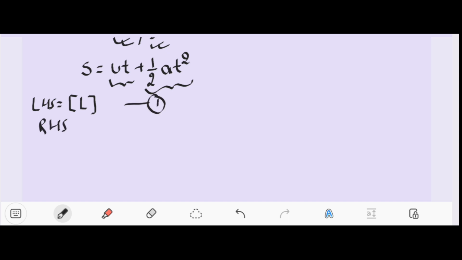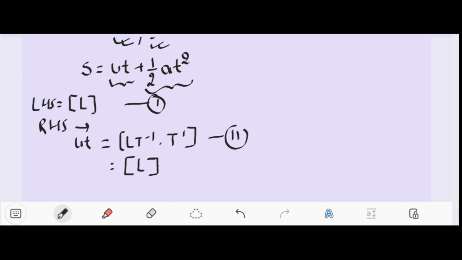Let us consider this is equation 1. In RHS, the first term is ut. U means velocity, that is LT to the power minus 1, and the second part is time. Time means T to the power plus 1. The plus 1 and minus 1 get cancelled, therefore the dimensional formula of ut is L. This is equation 2.